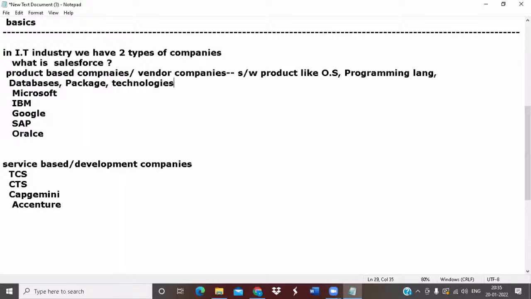Everybody please mute. Some technologies, some applications.